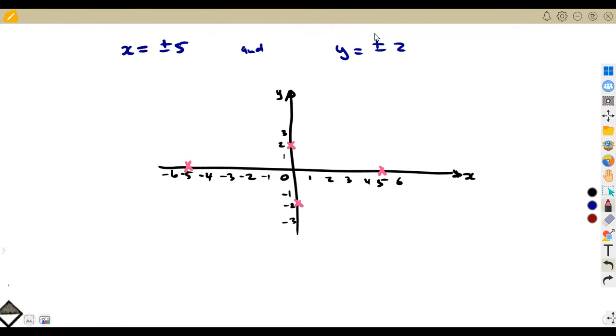Remember the intercepts: when x is equal to 0, we have the points (0, 2) and (0, -2), and also (-5, 0) and (5, 0). These are the points that are necessary, all right? With these points, we join them and we are going to have this type of graph, which is actually an ellipse.